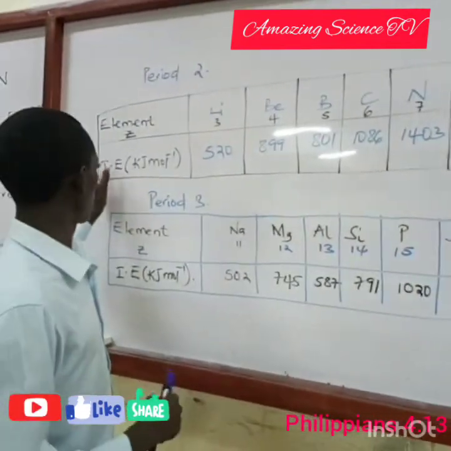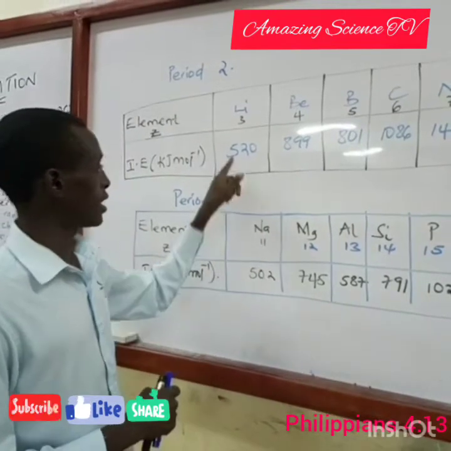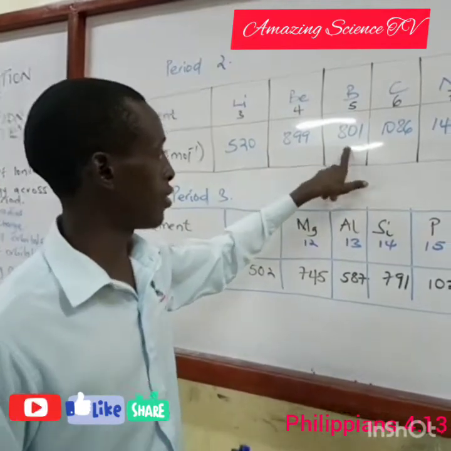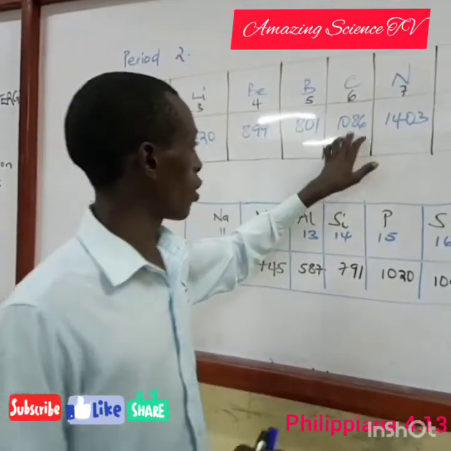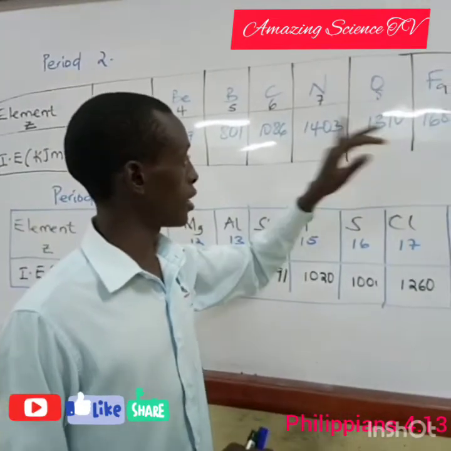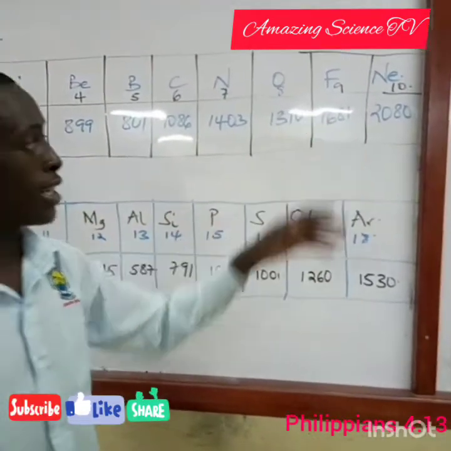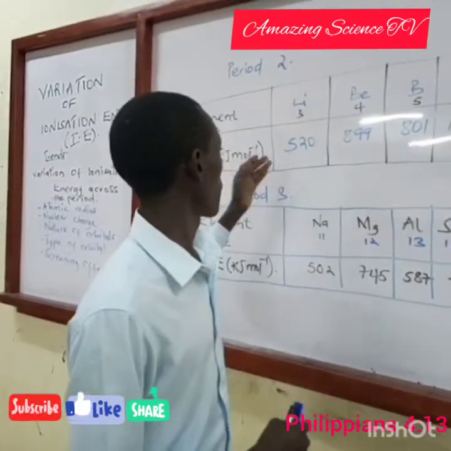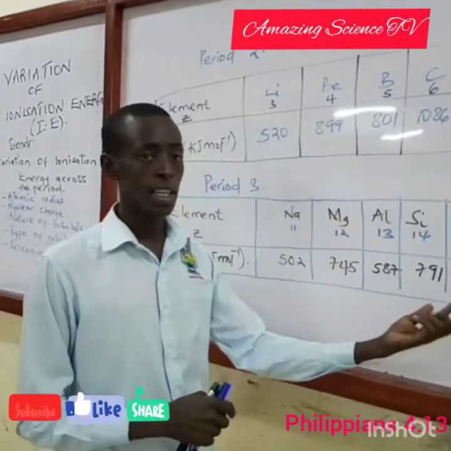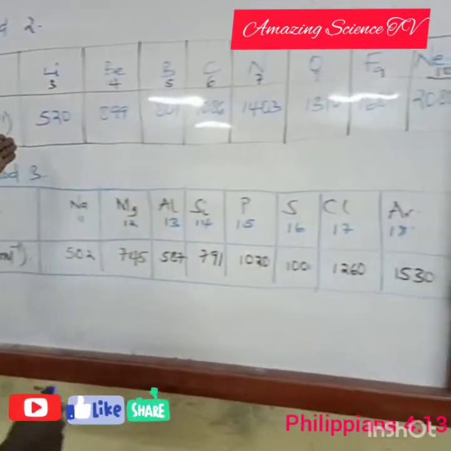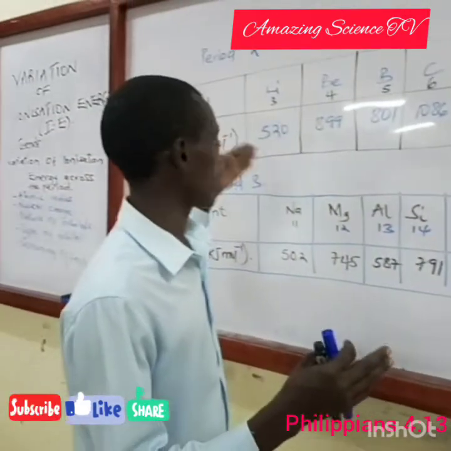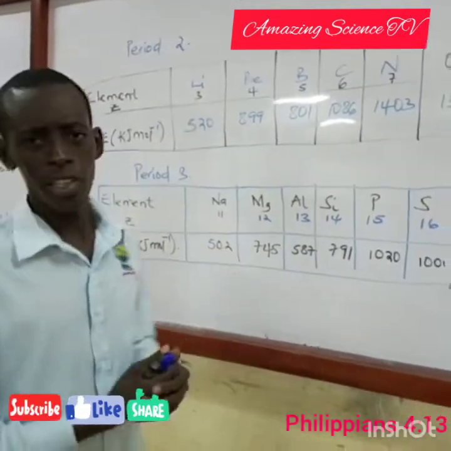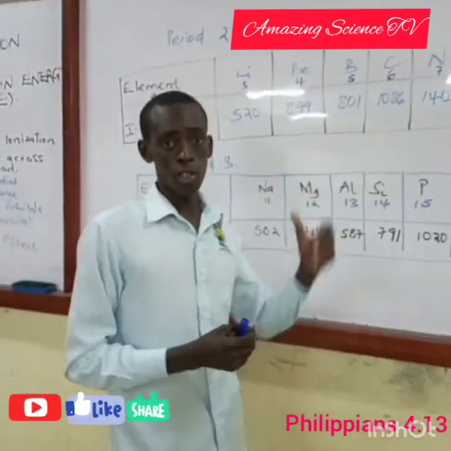So when we check the trend of this ionization energy, we see 520, 899, 801, 1086, 1403, 1310, 1681, 2080, and the trend generally increases. So the ionization energy increases across the period, that is from left to right. So what would be the reason why ionization energy follows this trend?